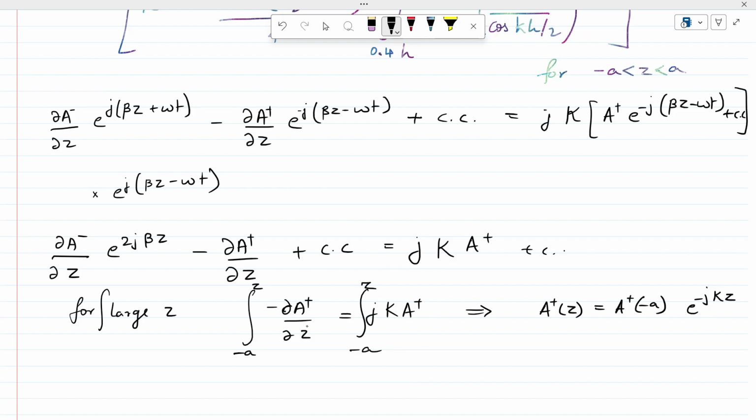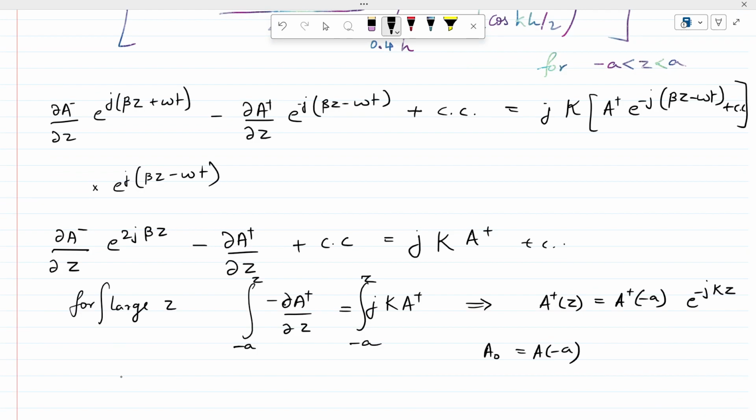So A plus comes down here. So dou A plus by A will be log A, and dou z will be just z. And then after putting limits and after noting that A0 equals A of minus a, because that is where we are starting from, you will get something like this. So the log term, I just made it into an exponential term.